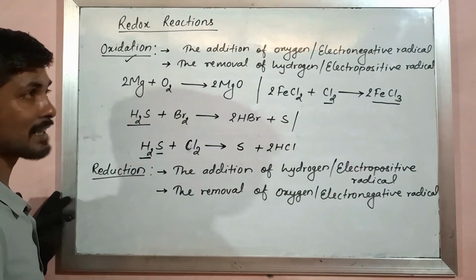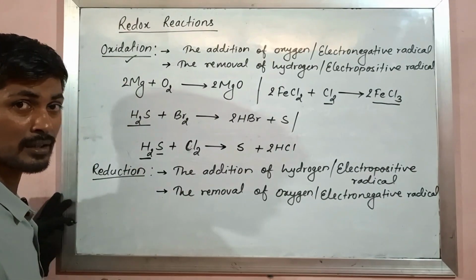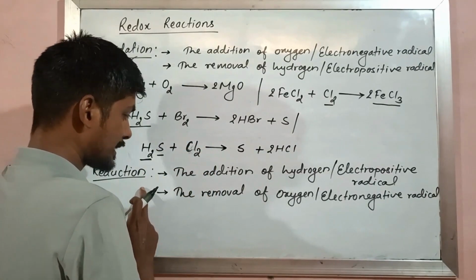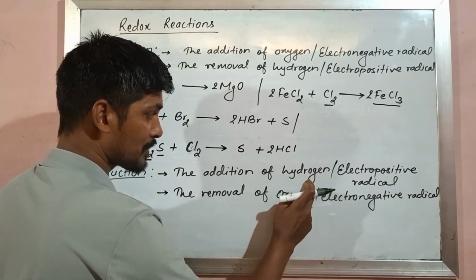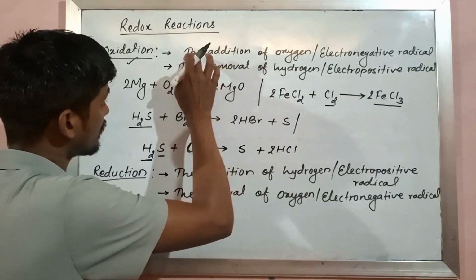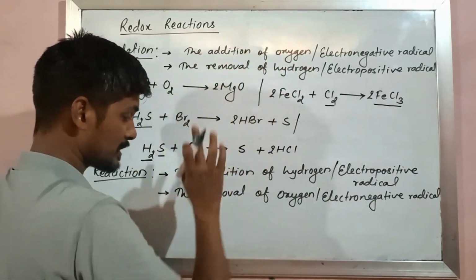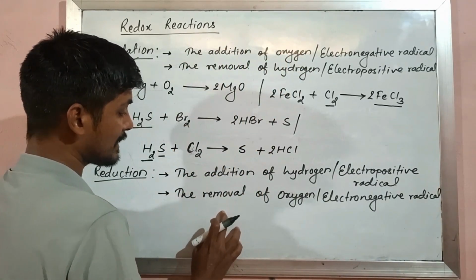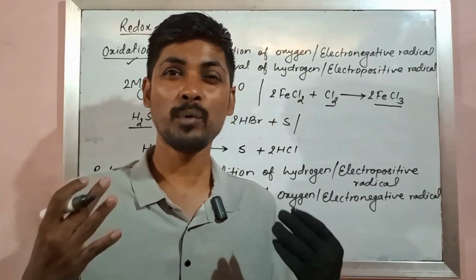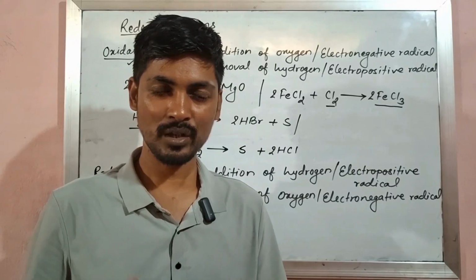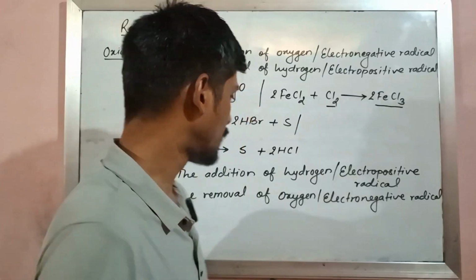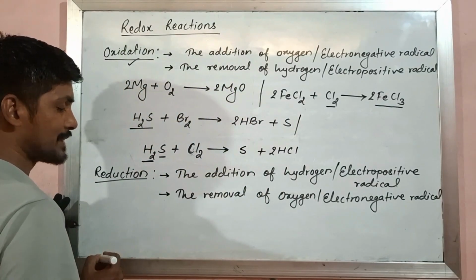We can see that oxidation and reduction are opposite to each other. Here, in reduction, there is addition of hydrogen, whereas in oxidation, there is removal of hydrogen. In oxidation, there is addition of oxygen, whereas in reduction, there is removal of oxygen. So, oxidation and reduction are opposite to each other. Now let us take some examples of reduction.